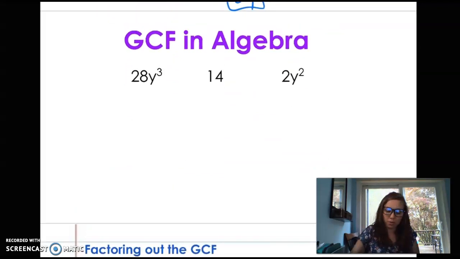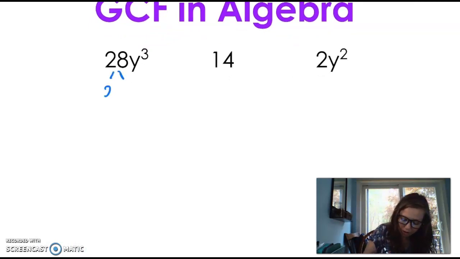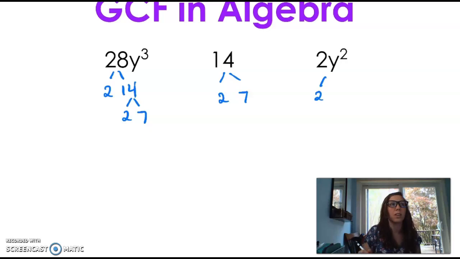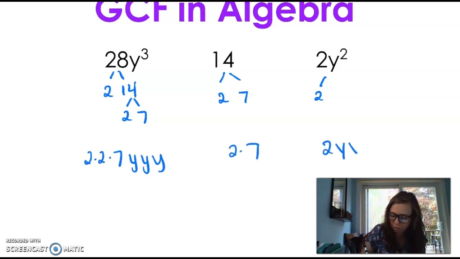Okay, so for one more, I'll do it both ways. So I'll start with just doing the factor tree. So this would be just 2 and 7, and this would just be 2. There's no factor tree for this one, it's just 2. So once you get that done, you are going to rewrite it. So 2 times 2 times 7, 1, 2, 3 y's, 2 times 7, 2, and then yy.